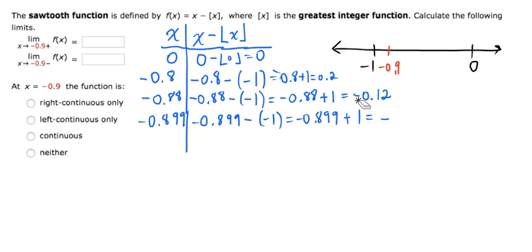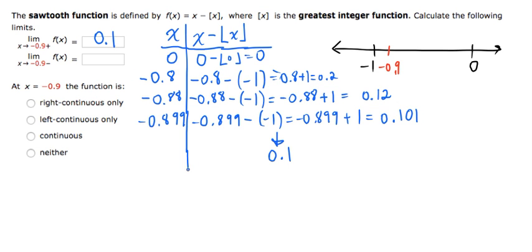Oh, those are all positive. That would be 0.101. Is that right? Okay, so it looks to me like these numbers, you've got 0, 0.2, 0.12, 0.101. It looks like they're going to approach 0.1. So I would say the limit from the right is 0.1.